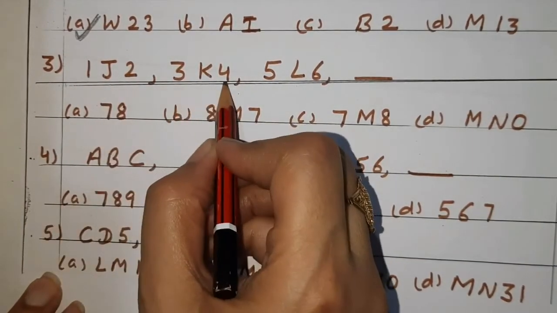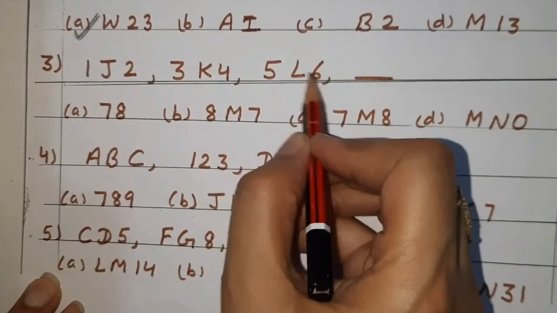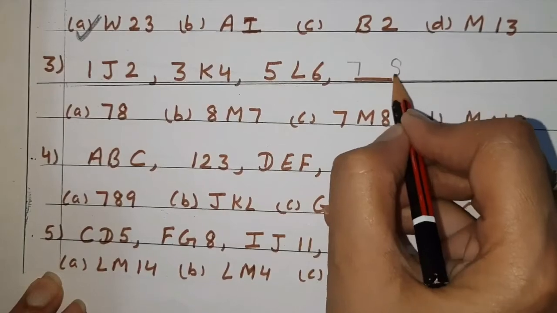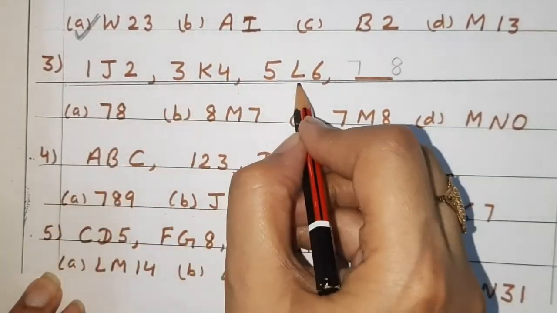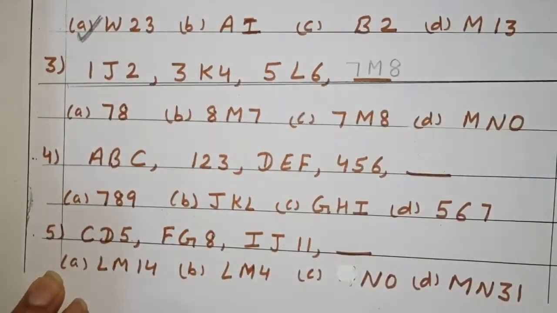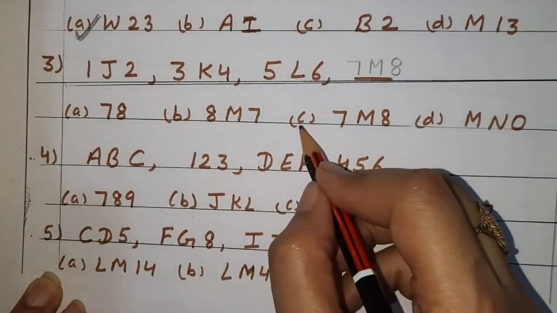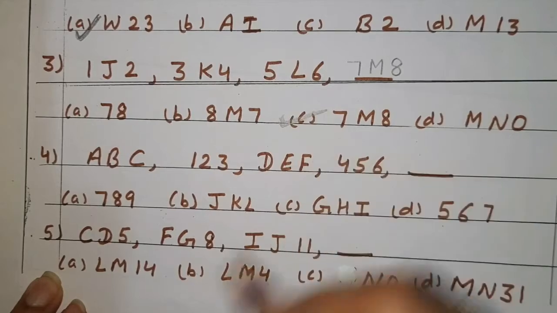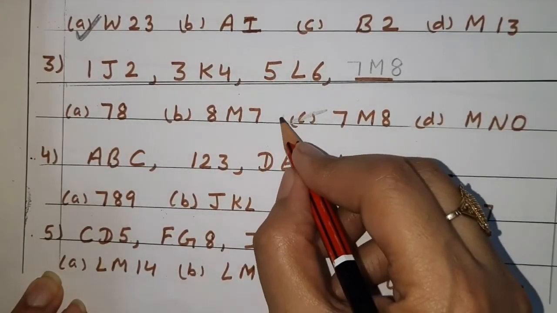Now question number 3. 1J2, 3K4, 5L6. 1, 2, 3, 4, 5, 6, 7, 8. JKLM. So our answer will be option C. Got it?